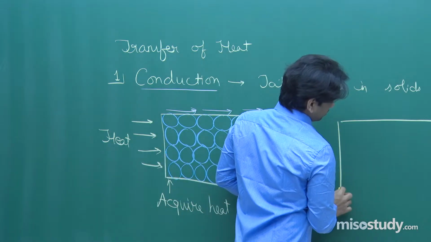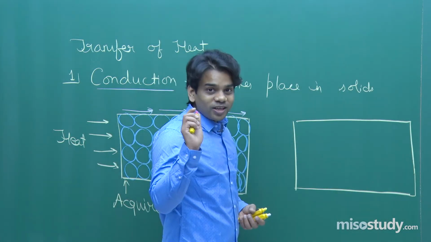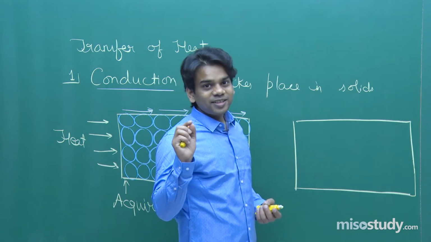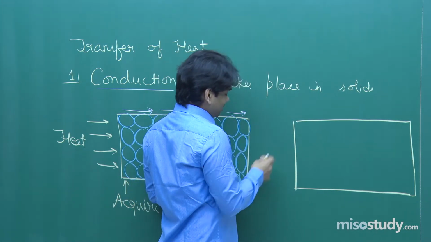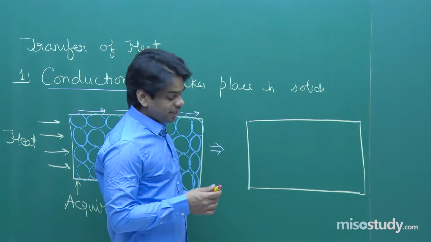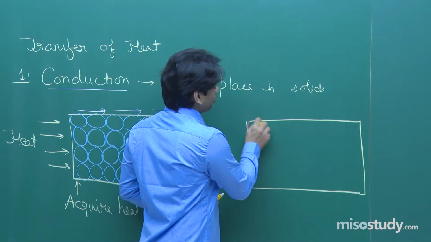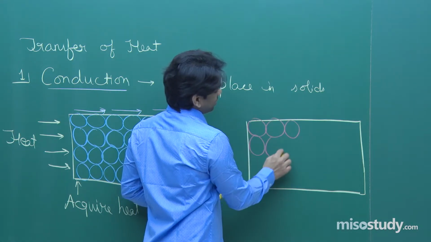this is the solid object. First you will find that the heat energy of the molecules which are very near to the source, its vibrational effect is going to increase, or let's say the heat energy that it will have will be more. So I'm drawing with this magenta color, or you can take this as light red color.